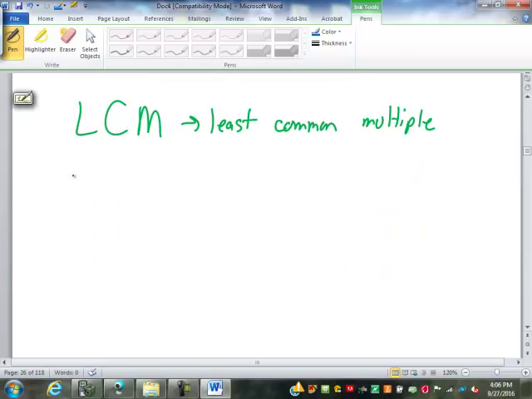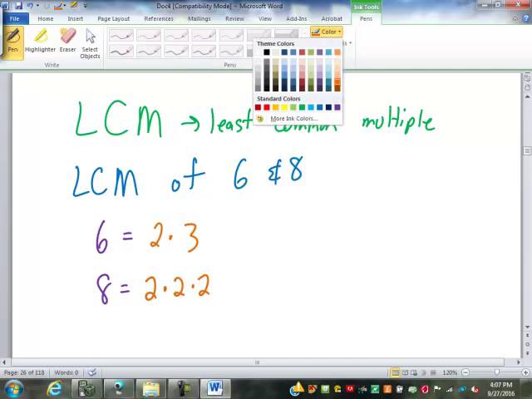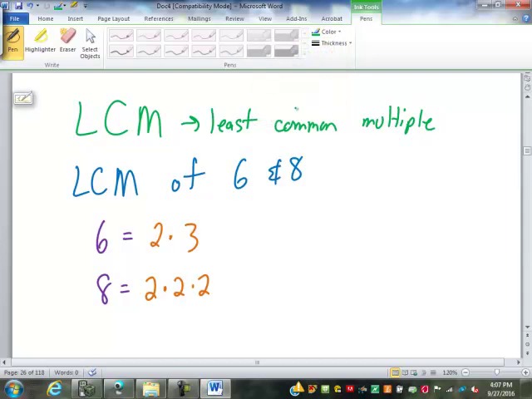For example, if I want to find the LCM of 6 and 8, I factored each of those. If I factor 6, 6 is going to be what? 2 times 3. How about 8? 2 times 2 times 2. Any questions on where I got those factors? Okay. Do they have anything in common? Yeah, they have a 2, right?